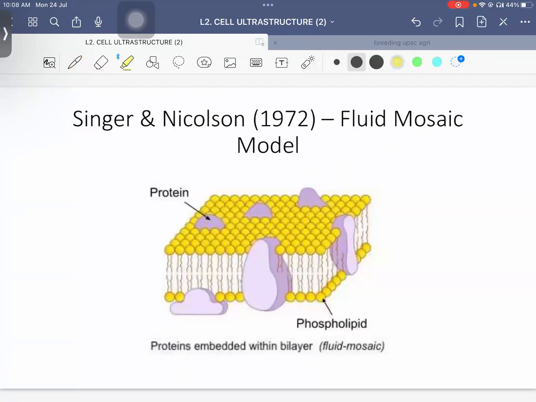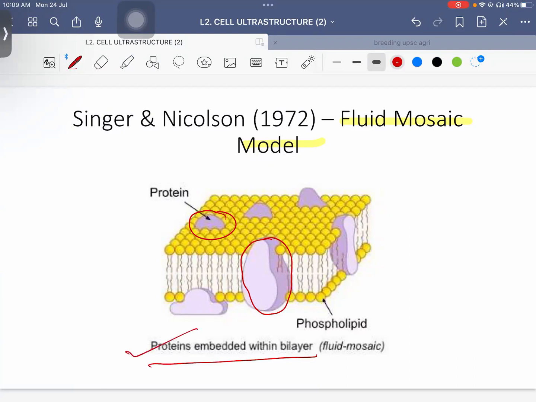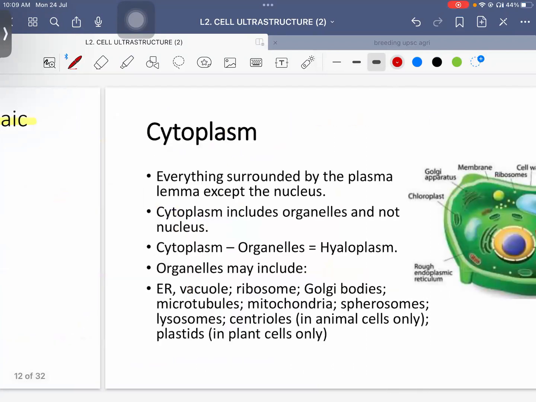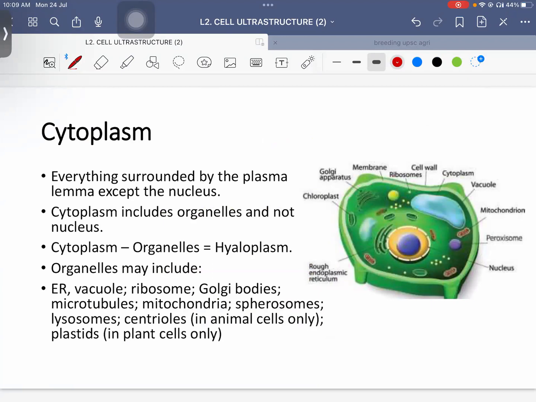Then this is the most accepted, the fluid mosaic model, wherein we say that the proteins are embedded in the phospholipid bilayer. These are the phospholipids, and these are the proteins. Proteins are just embedded. So these are two theories. Just remember the theory and one point. That's it.